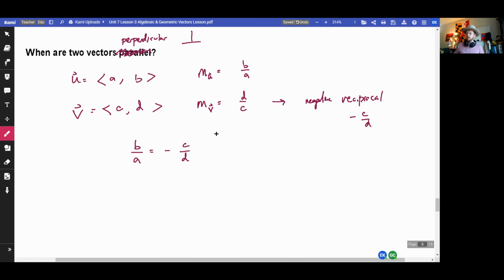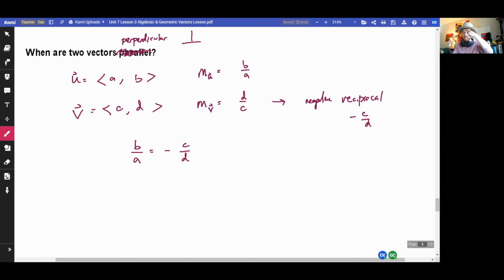Okay, what are you feeling with this? B over A is equal to negative C over D. Can we move things around? Yeah, can we multiply by D over C to get DB over CA equals -1?